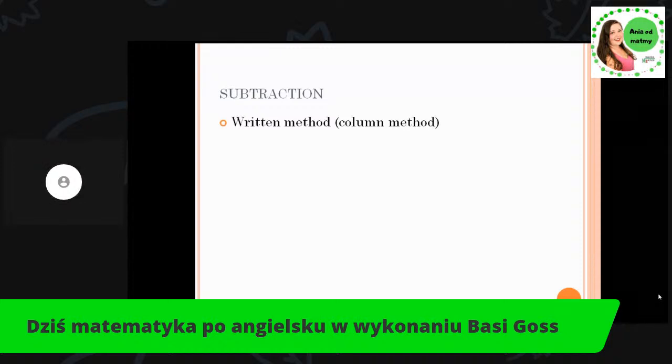If we have 53 minus 41, using a written method, we're going to start from the right where we have units, and 3 minus 1 is 2, and 5 minus 4 is 1.